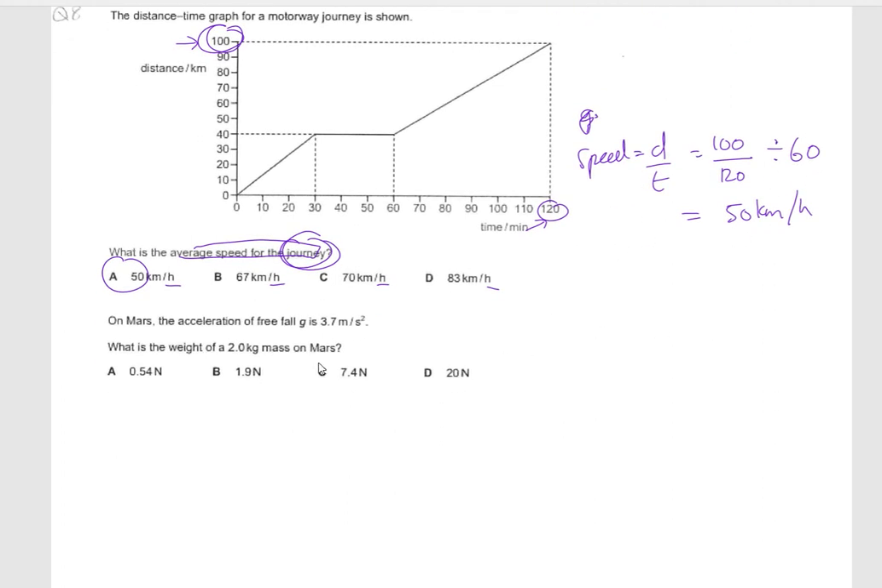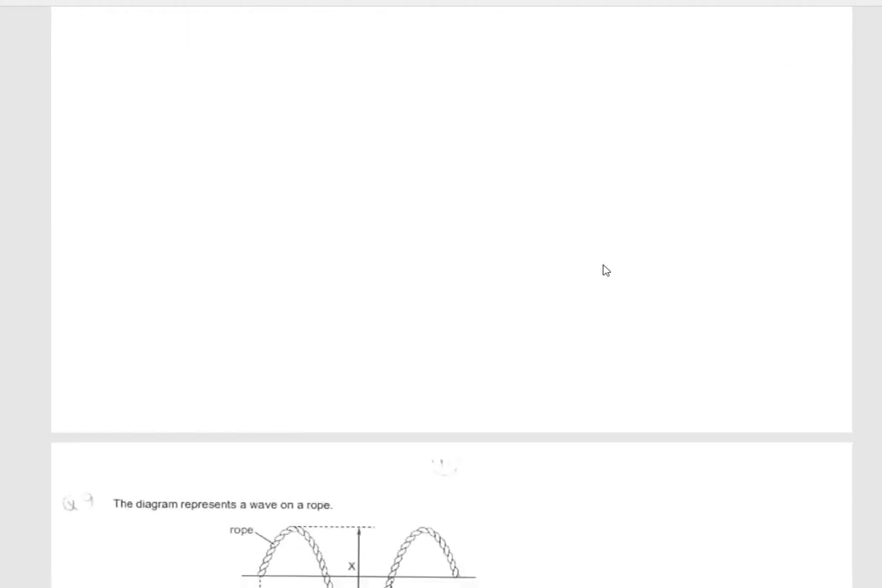Good. Now this one here we need to use the equation: weight is equal to mass times gravity. Now on Mars, we know the gravity is this, and we need to calculate the weight on Mars. So therefore, 2 times 3.7. Okay, here we go. So this is the answer. Straightforward. Very, very good.